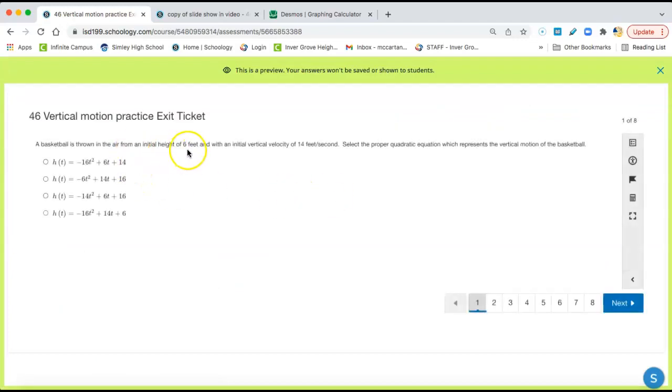A basketball is thrown in the air, initial height is 6 feet. So that plus 6 must be the answer there. Initial vertical velocity of 14 feet per second. That's the 14 in the middle. That's it right there.